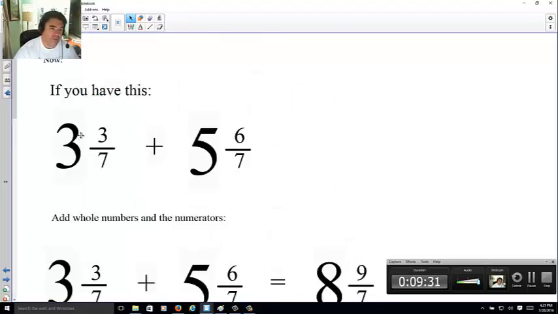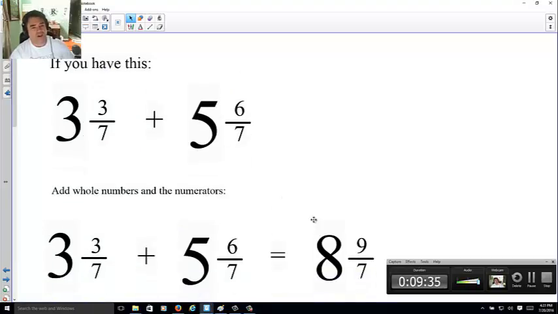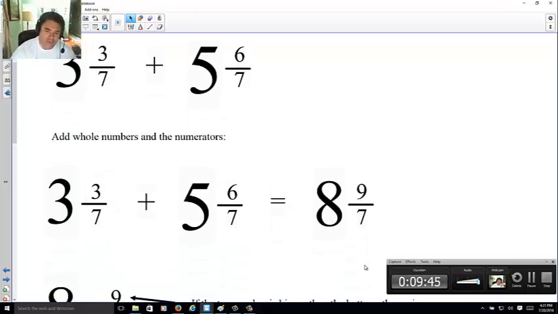If you have 3 and 3 sevenths plus 5 and 6 sevenths, again, 3 plus 5 makes big 8. Big 3 plus big 5 makes big 8. And 3 over 7 plus 6 over 7, 3 plus 6 is 9. So just go ahead and put 9 over 7 now.